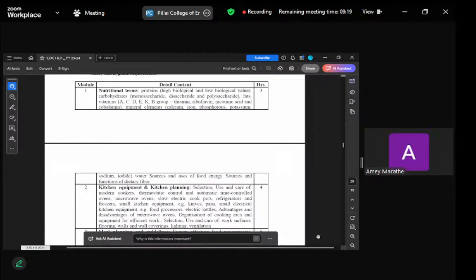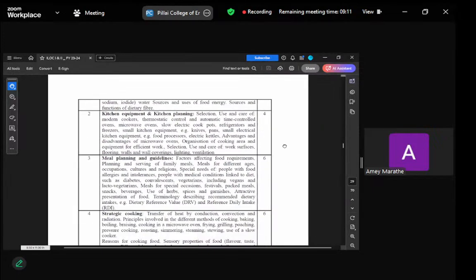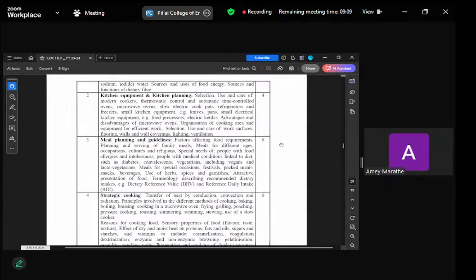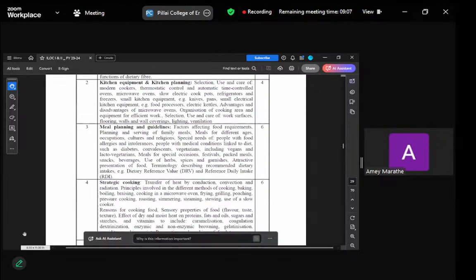Then when we start from the nutritional terms, we will go to the second module, which is kitchen equipment and kitchen planning. Typically you see in restaurants, which equipment to choose to cook what food is also very important. So we will be understanding the selection of kitchen equipment, and then how we organize the cooking area, the selection of work surfaces, the lighting, and ventilation, and we'll try to understand their effect.